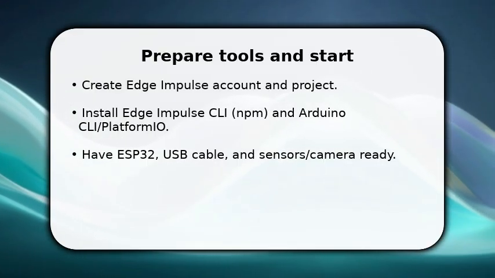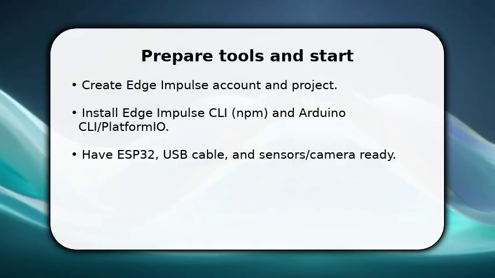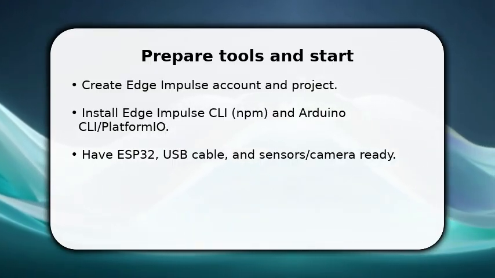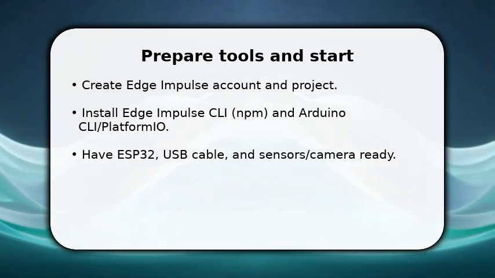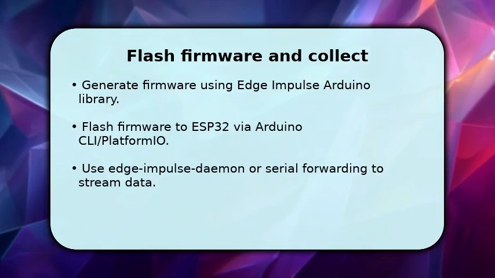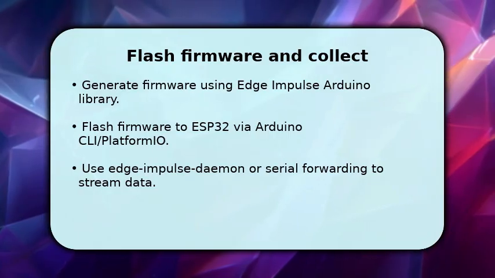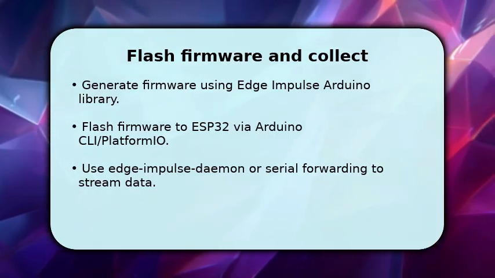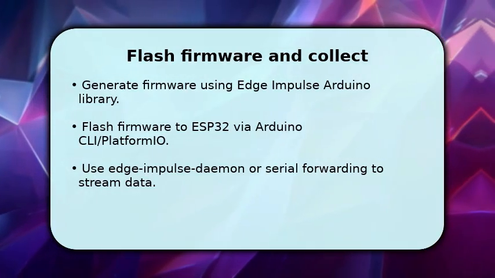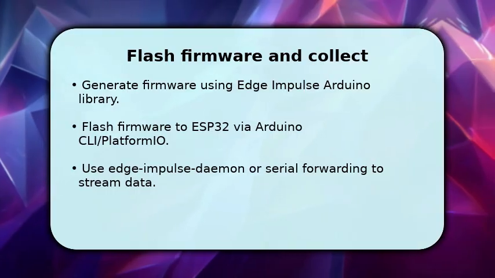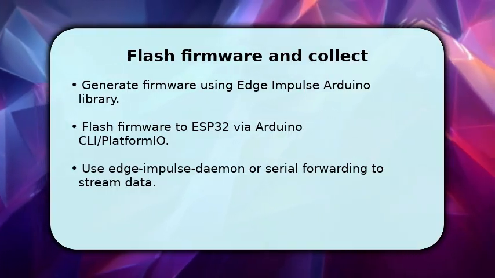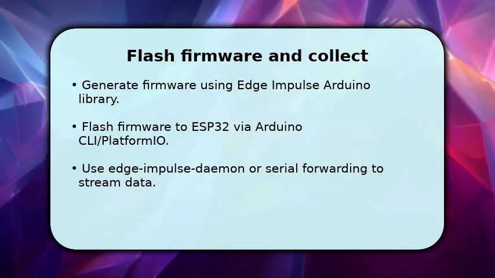This step is action-oriented. Authenticate, confirm the port, and be ready to flash the Edge Impulse firmware that enables data collection. Now generate and flash the Edge Impulse compatible firmware that includes the Arduino library for your sensor or camera. Use the Edge Impulse web builder to export an Arduino sketch or a pre-configured binary, then compile and flash with Arduino CLI or PlatformIO.